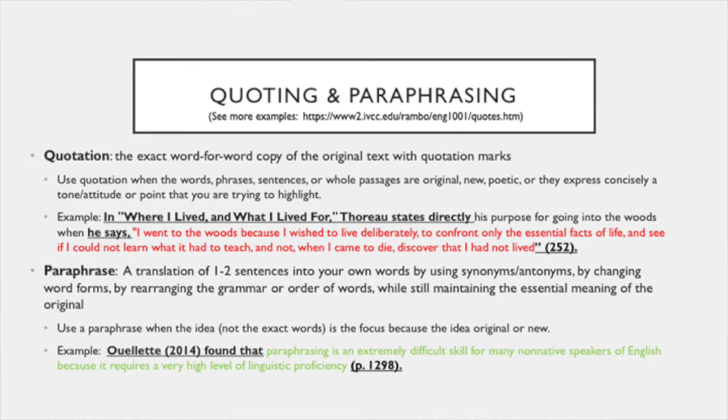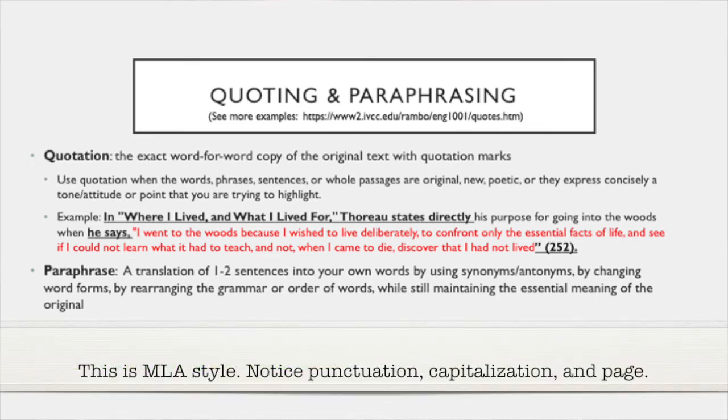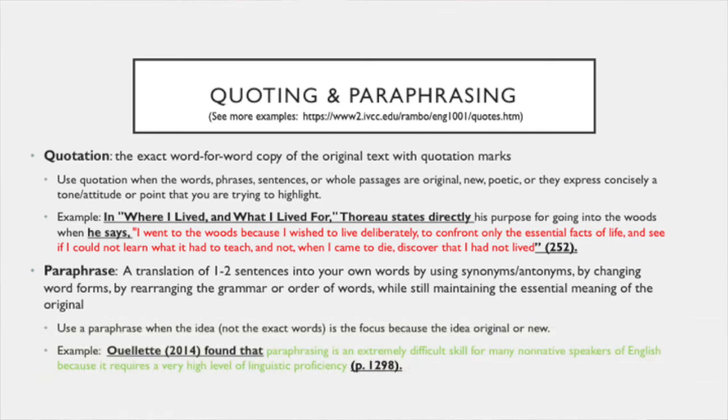The example sentence that I have here says, in the article, Where I Lived and What I Lived For, Thoreau states directly his purpose for going into the woods when he says, quote, I went to the woods because I wished to live deliberately, to confront only the essential facts of life, and see if I could not learn what it had to teach, and not, when I came to die, discover that I had not lived. 252.